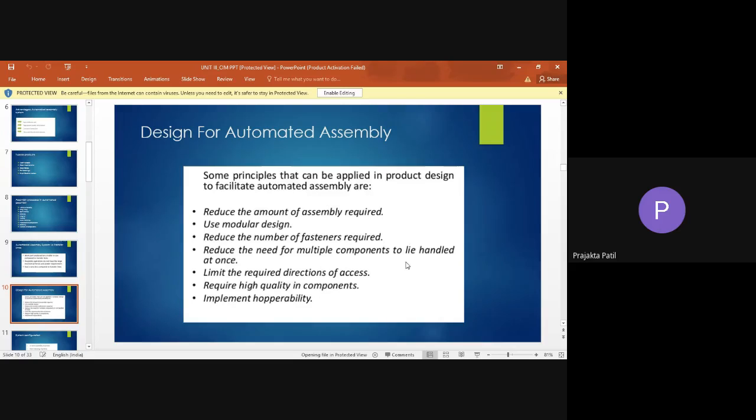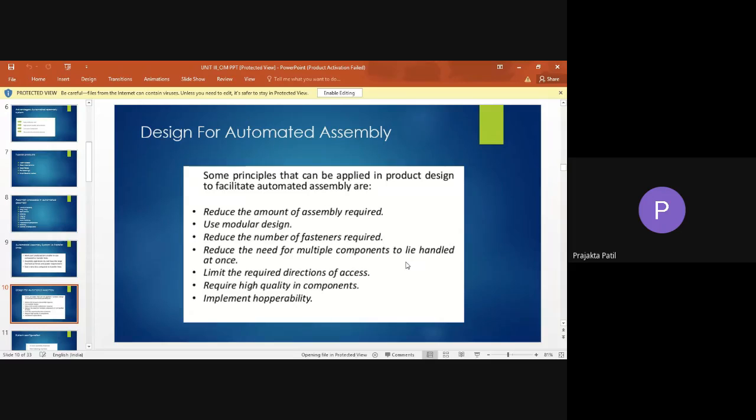Next is use modular design. Now, what do we mean by use a modular design? The number of steps involved in making an assembly of a product must be reduced in order to decrease the downtime. So use these modular designs which are not going to be very exhaustive and complicated. The steps involved in making the assembly of the product must be reduced in order to decrease the downtime.